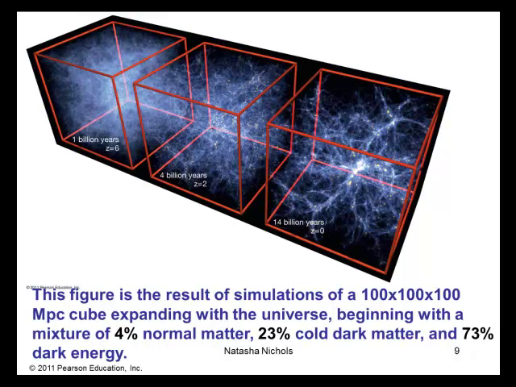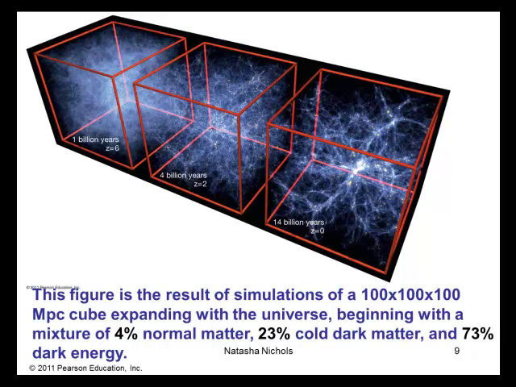We have three views of a present-day 100 by 100 by 100 megaparsec cube in a simulated cold dark matter universe with critical density equal to 1. The cube expands with the universe so that it encloses the same material at all times.